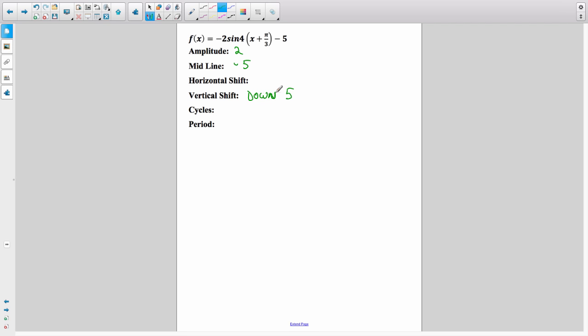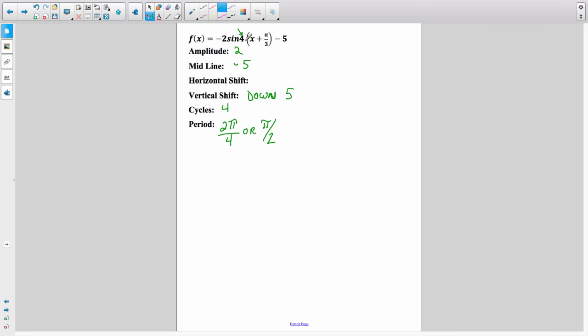How many cycles? That's the 4. Whether the 4 is actually attached to the x inside the parentheses or the 4 is on the outside here, that's our cycles. So the cycles will be 4. The period is 2 pi over 4, or pi over 2. So in 90 degrees, this sine wave will happen completely. So that's fast. That's very fast.